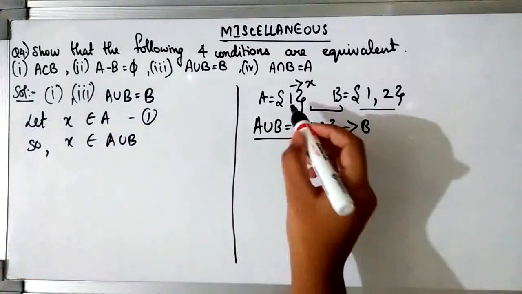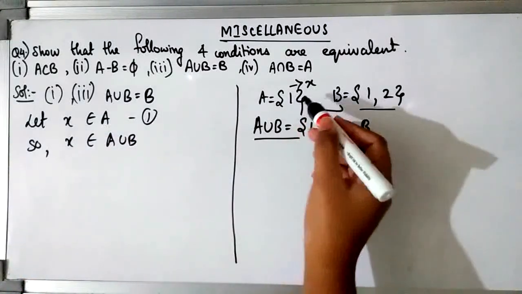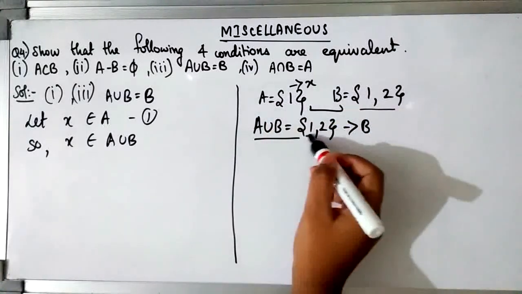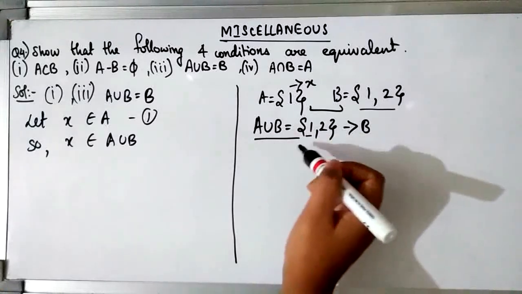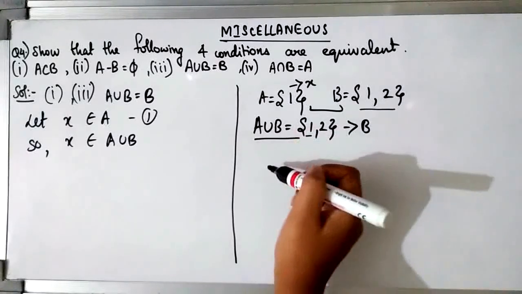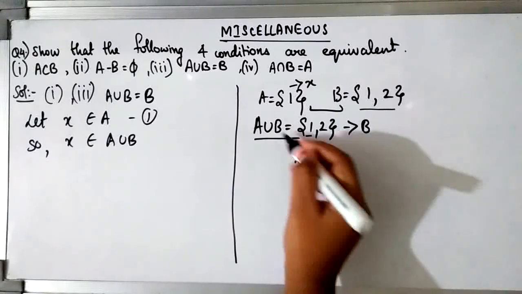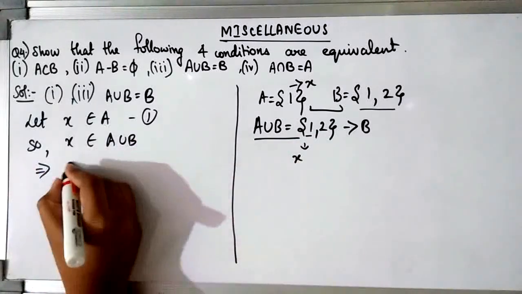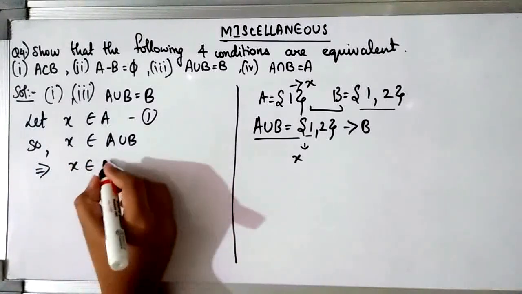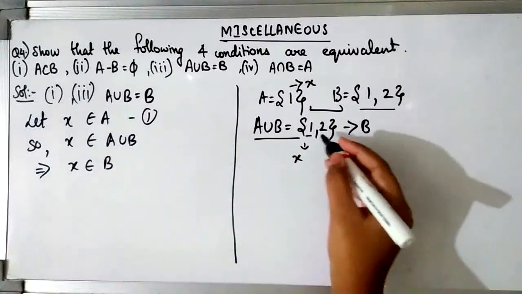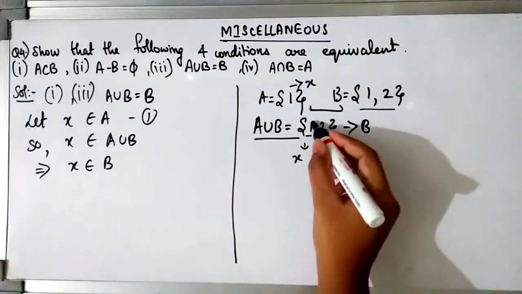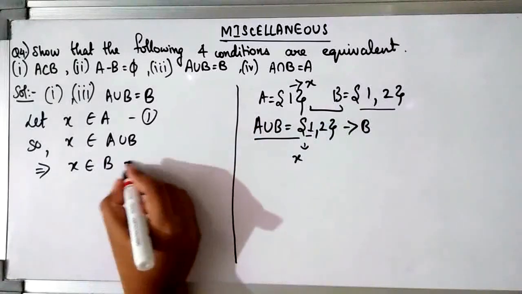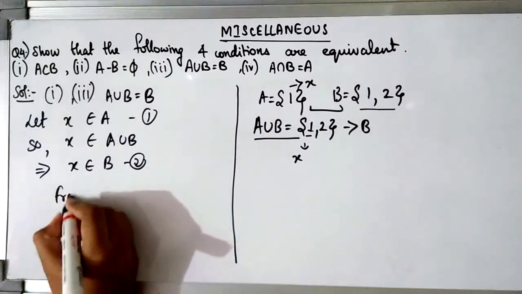And over here you can check that x was nothing but 1, as we assumed. So if 1 is present in A, that is x belongs to A, then 1 is also present in A union B, which is nothing but x belongs to A union B. Then we can say that if x belongs to A union B, it can even belong to set B. Now if you see, x, which is nothing but 1, is present in set B. So x even belongs to set B. So this is our second thing.